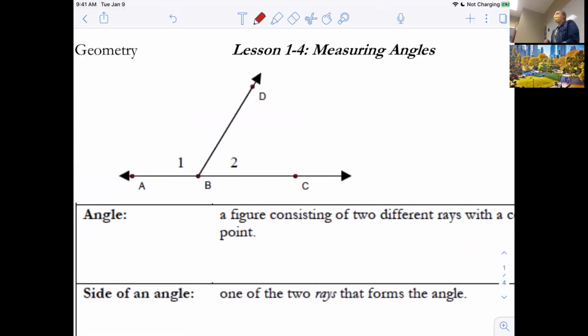All right, so today we are talking about angles. We had to start with points, lines, planes, rays, and line segments in order to build an angle. An angle consists of 2 different rays.